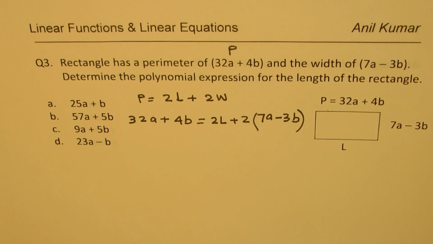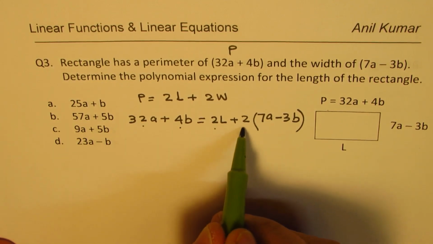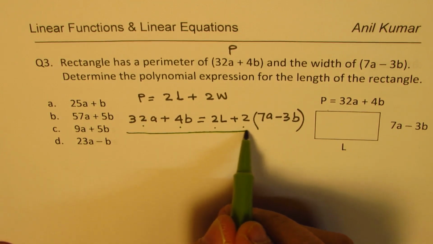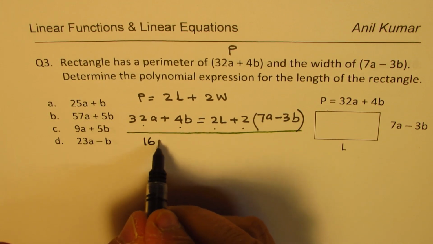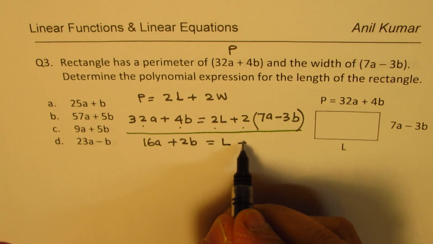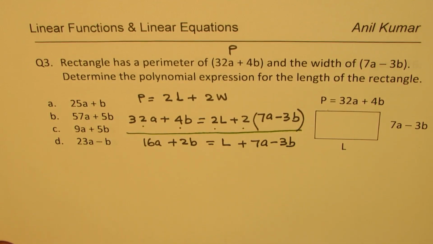We can do one more thing, that is to say, we see that 2 is common in all, right? So we do see that 2 is common in all. So we could divide each term by 2. So we could do it, but it's an option, correct? So we could rewrite the same equation as 16a plus 2b equals length plus 7a minus 3b. Do you understand this step?